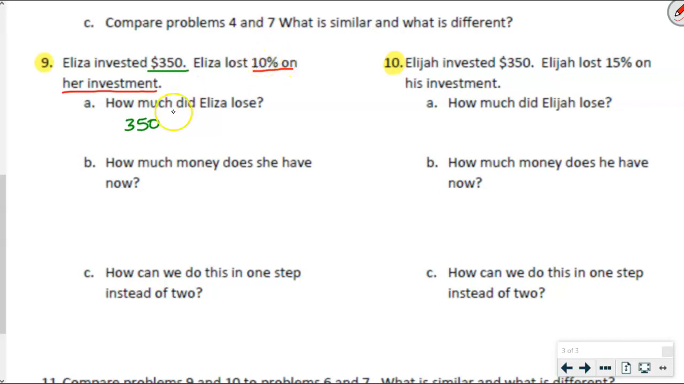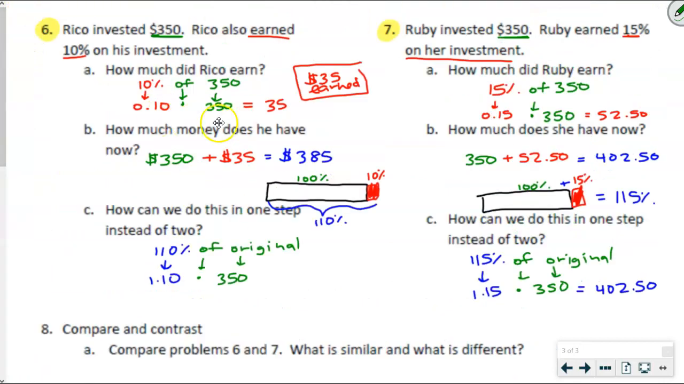We want to know what that 10% is. 350, let me back up, 10% of 350. Or in other words, 0.10 multiplied by 350. We already did that calculation up above, so the calculation itself isn't new. Even though it's a new problem, the calculation isn't new.